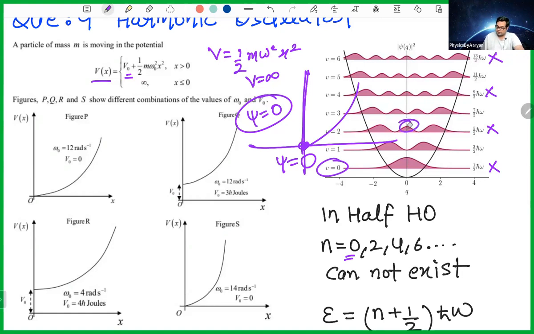Similarly, n equals 2 also, you see here, but n equals 1 can exist, because for n equals 1 at x equals 0, you are getting perfect 0. You see how perfectly 0 you are getting here. So this is acceptable. n equals 1 is acceptable. n equals 2 is again not acceptable, because you are not getting 0 at x equals 0. 3 is perfectly acceptable, because you see at the center you are getting perfect 0. So 3 is also acceptable. So n equals 1, 3, 5, 7 are acceptable. 2, 4, 6, 0 are not acceptable. That is what happens if you go from full harmonic oscillator to half harmonic oscillator.